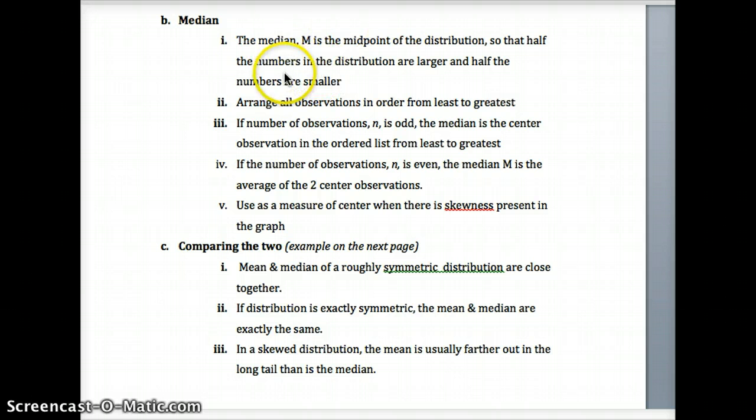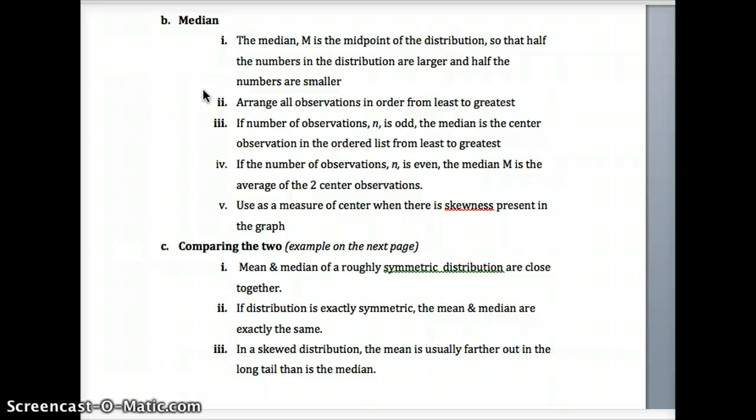So the median is the midpoint of the distribution. Half of the numbers are larger and half are smaller. That also means it's at the 50th percentile. It's in the very middle. If I have seven observations, it would be the fourth, because 3 are less than it and 3 are greater than it. So we arrange them from least to greatest.